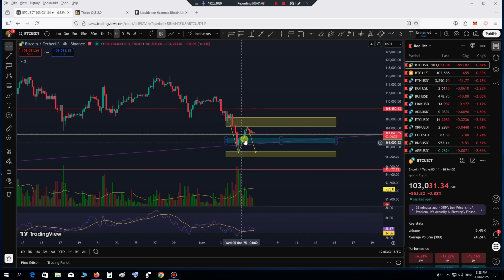We need to see whether this trend, by forming a lower low and then a higher high, will create a short-term bullish trend, or if not, whether this will be a strong move back down to 99,000 or 100,000.